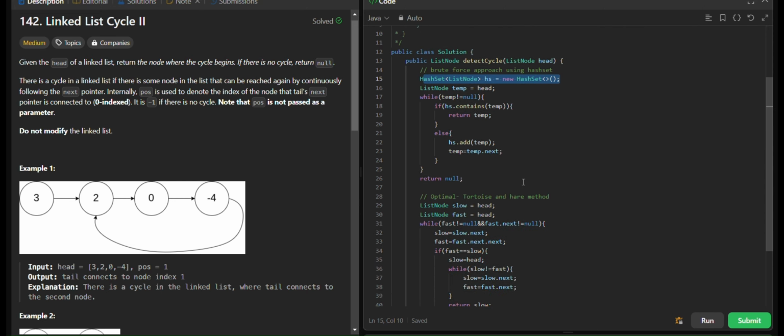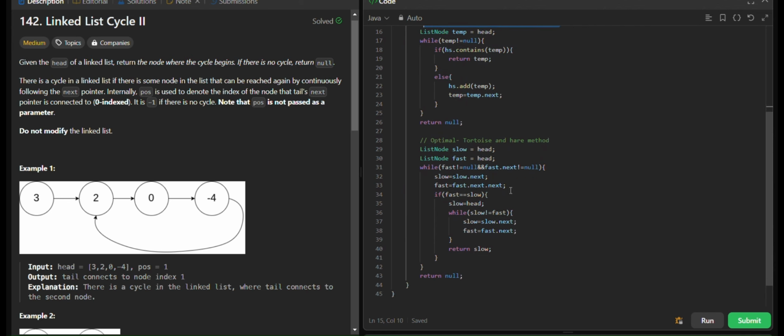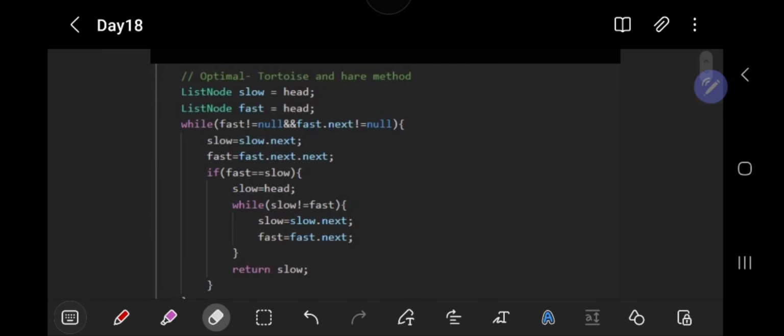Let's come to the tortoise and hare method. This is called the tortoise and hare method, and this is used for solving this question as well as the previous one. So let me explain. In the previous question, finding if a loop exists or not, we pointed slow to the head. Similarly, we pointed fast to the head, and we'll be moving slow one step forward and fast two steps forward till fast reaches null or fast's next reaches null.